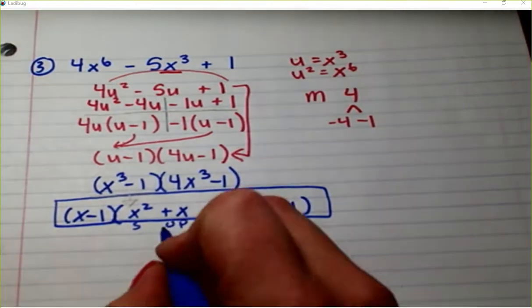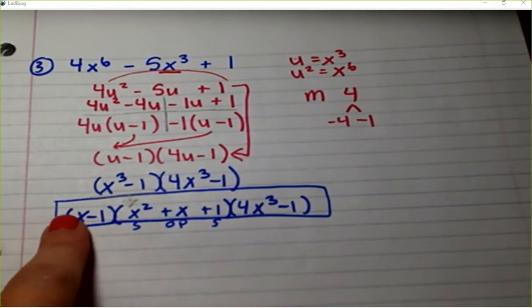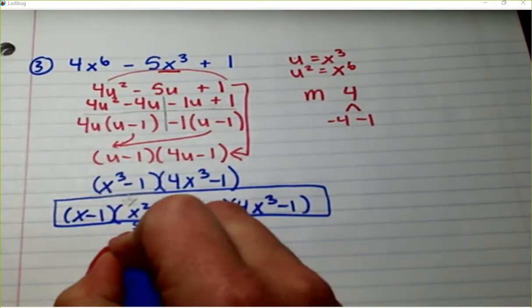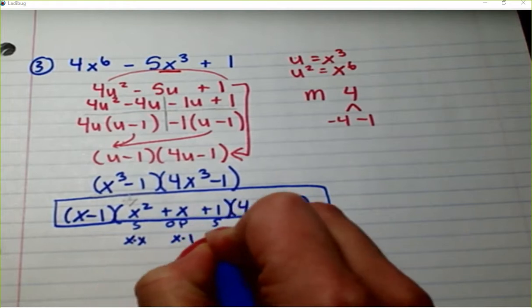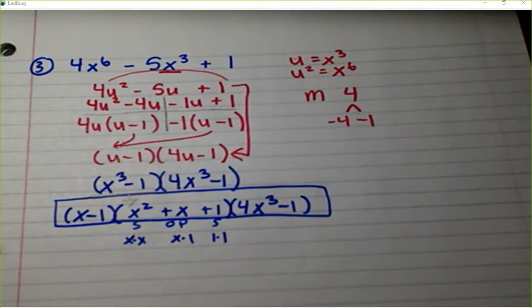Oh, opposite product. Opposite the sign, product of x times 1. So this is x times x times 1, 1 times 1, and this was a minus, so we said opposite. Yep.